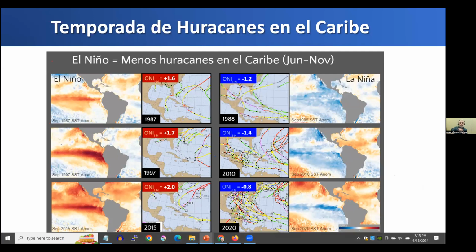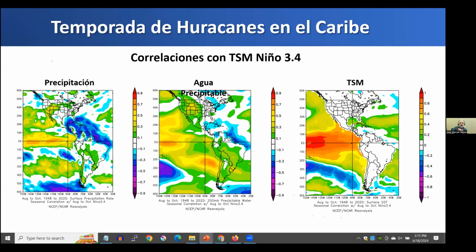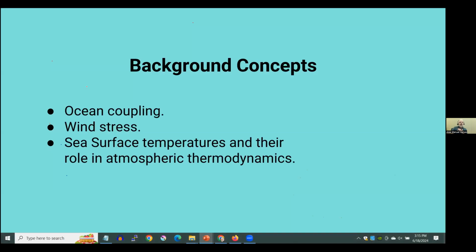I'm going to keep going because we just talked about this. We're going to go a little bit into background concepts once again, but I need to rush because we need to speak about some of the satellite products.